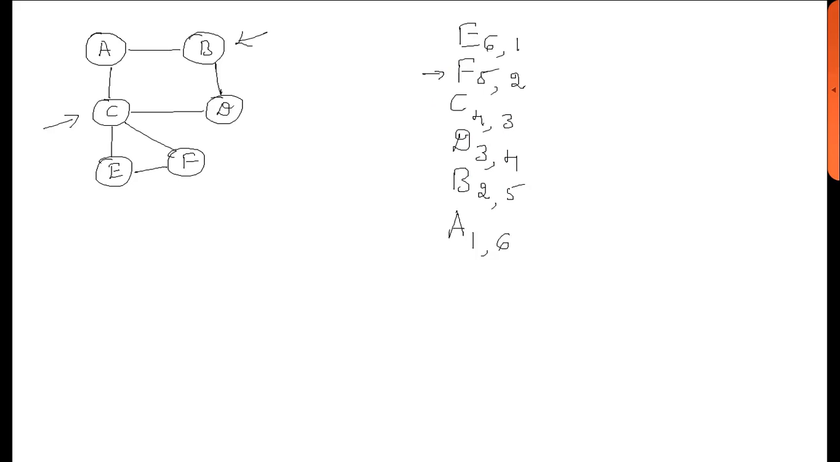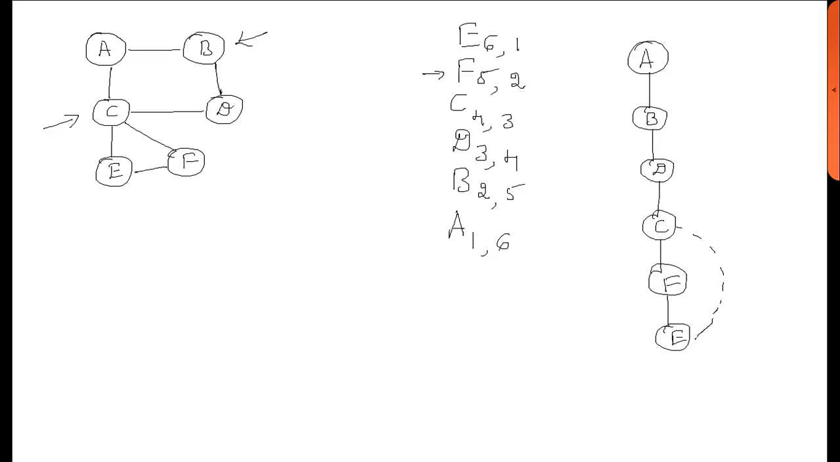Now if I draw the tree for this one, it will be something like starting with A, then to B, from there I had gone to D, then to C, then to F, then to E. C and E have been connected, and A and C have been connected by a back edge, because as per the graph these two vertices have been connected. So this is your DFS tree.